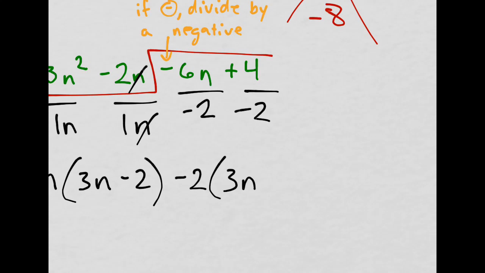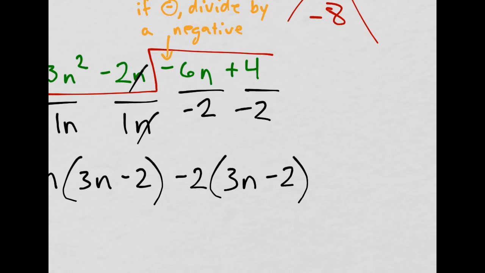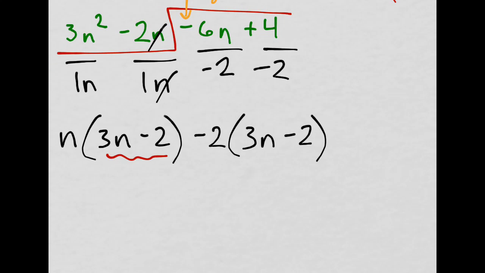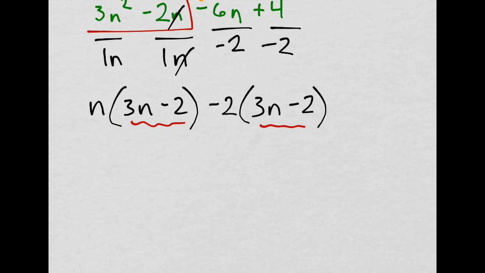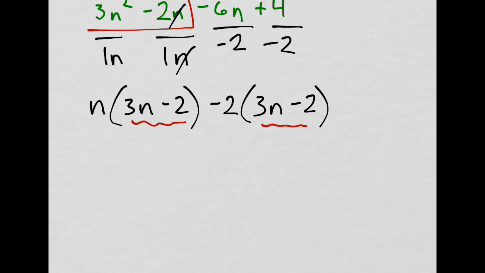Look at this. 4 divided by negative 2 is negative 2, because a positive divided by a negative is a negative. Oh my goodness, they're the same. So what you do, you write 3n minus 2 once, and then you take the leftovers. They go in the same parentheses. So I have n minus 2.